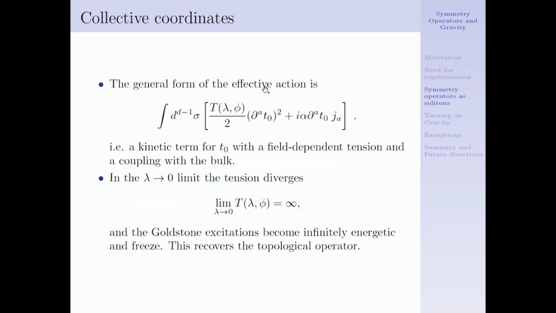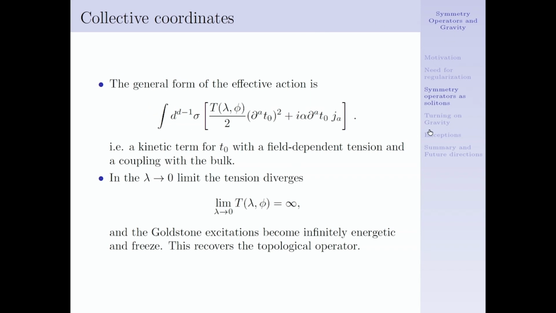Looking at examples, it turns out that the effective action always contains two universal terms. The first one is a kinetic term for T0, which models small geometric fluctuations of the position of the brane. This is multiplied by a tension that typically depends on lambda, the width of the defect, and also on the bulk field, phi. And there is a second universal term, which is the coupling of T0 with the current. In principle, we also have higher order interactions of T0, which are not universal, and I'm not going to care about them in this talk.